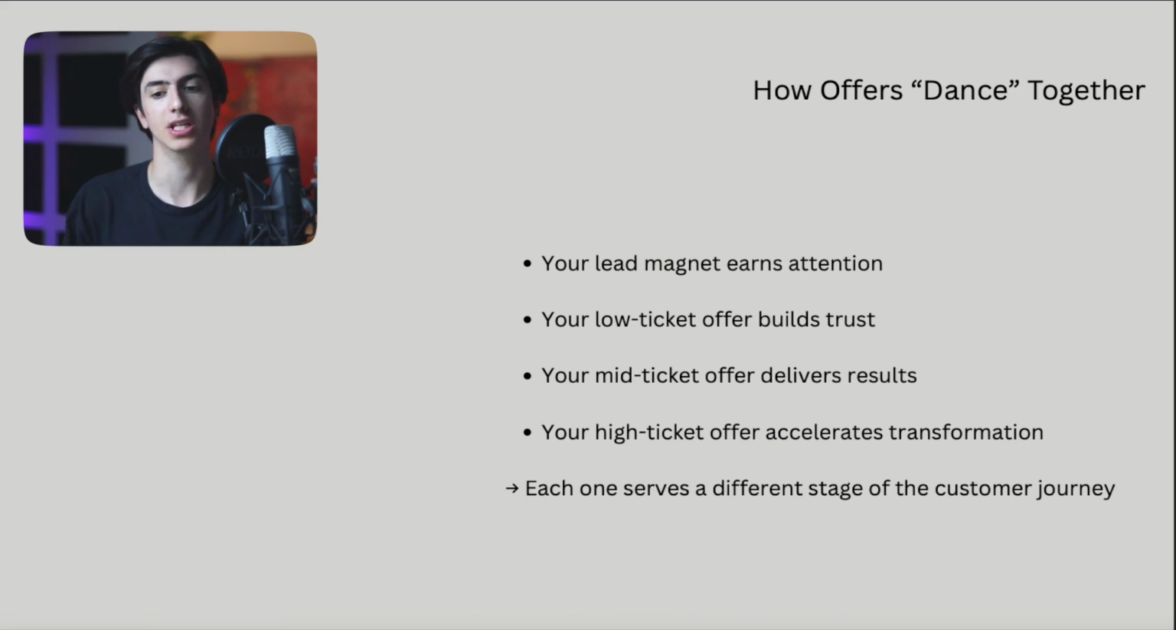And if your low ticket product delivers, then they will move to your mid ticket offer. Your mid ticket offer delivers results. This is where they see results. Because in your mid ticket offer, you give them all of the information that has the opportunity to completely transform their lives, and it's up to them to apply it. Many people apply this and they see results. And if they see results, sometimes they want more results and faster results. This is where you move them to your high ticket offer, which accelerates this transformative process. So each one serves a different stage of the customer journey.